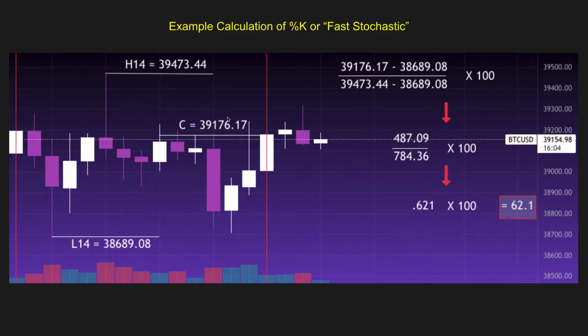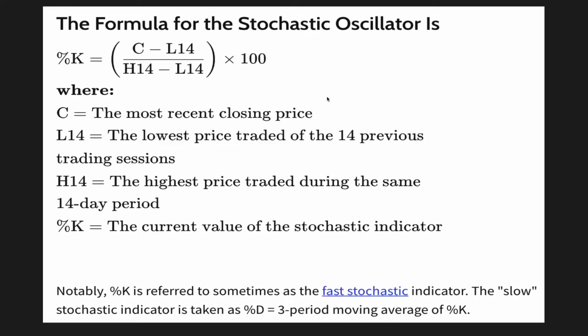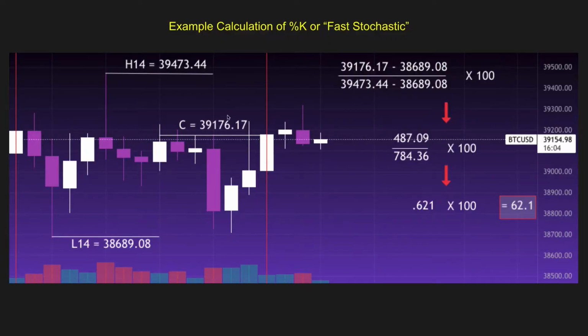Okay, so here's an example calculation of percent %k, or the fast stochastic. Again, we have a 14 candlestick period. I believe these candlesticks are maybe 1 hour, 15 minutes, I can't remember exactly. But regardless, we have 14 candles. So this is the first, 2, 3, 4, 5, 6, 7, 8, 9, 10, 11, 12, 13, 14. Now the close for the candle here is at 39,176. So again, going back to our formula, we need our close first. Bang, found our close, we input it.